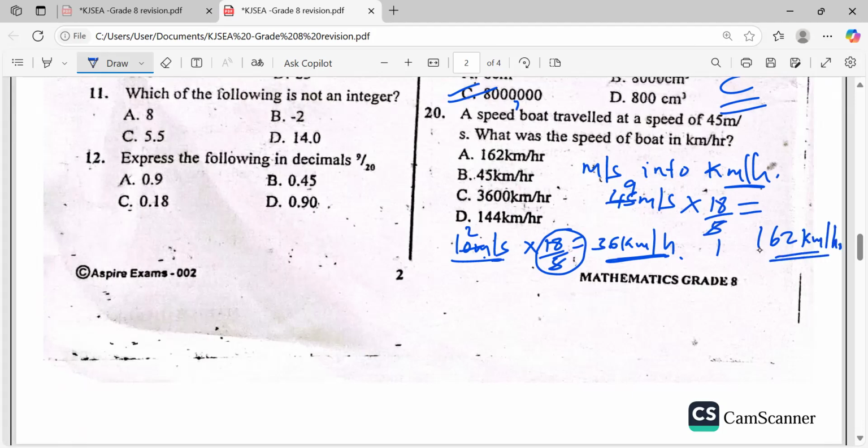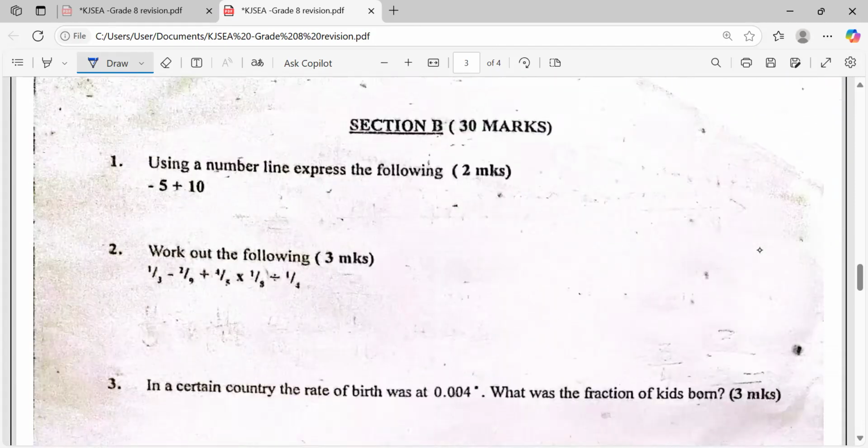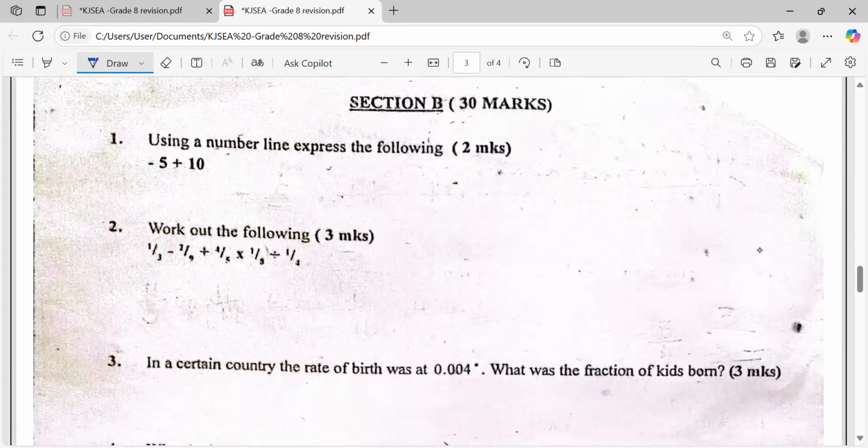Is it within our choices? Yes, very good. It is part A, which means our answer is part A. Now we are on the safer side. I think this is the end of section A.